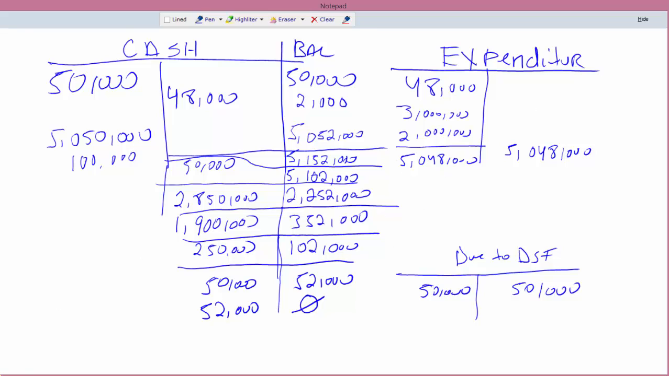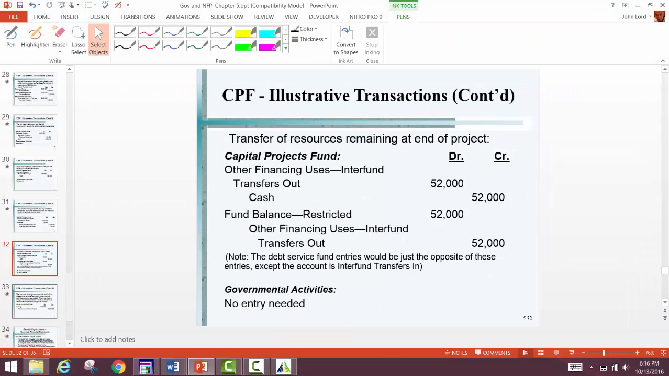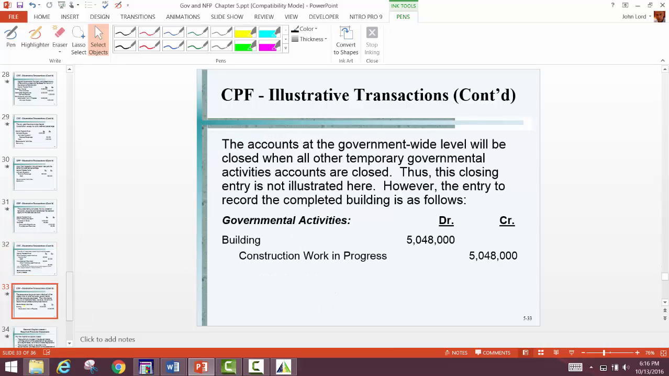Now you come over, and we need to make sure now that at the government-wide level, we no longer have construction in progress. We've got a building, right? Where once we had construction in progress, so we debit the building and we credit the construction in progress.